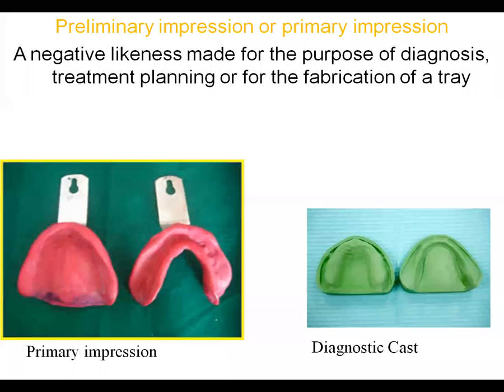Whenever there is a good edentulous patient, we make the impression with the help of compound. All of you handle compound. After making a primary impression, we pour this primary impression into the plaster. See, now here they have poured in stone.